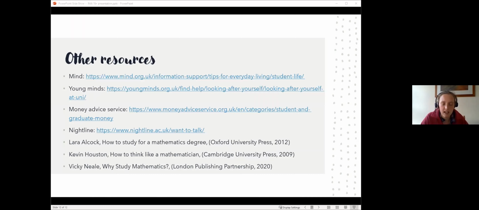Brilliant. So maybe I won't talk too much about being at Cambridge, and there are lots of open days and things like that. You can go talk to people who are current students. I'm a few years off being at Cambridge now.